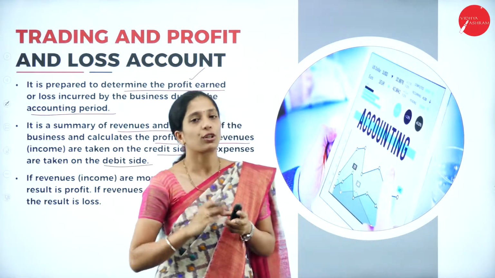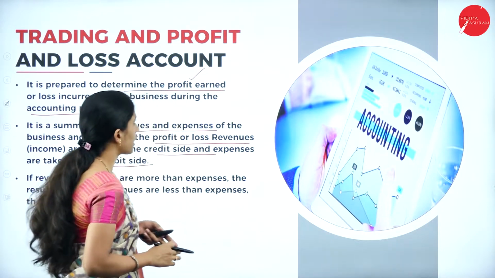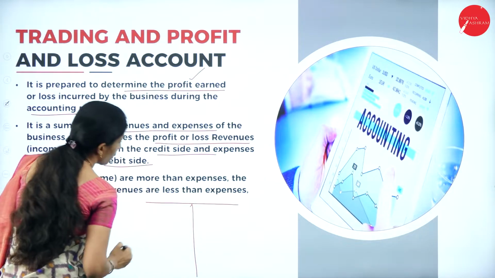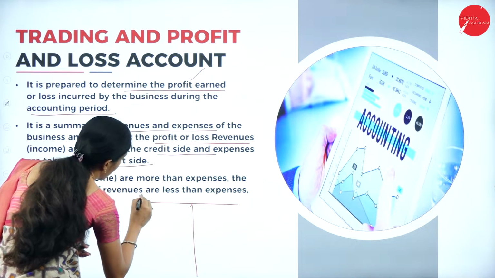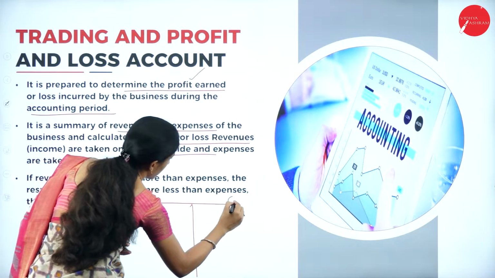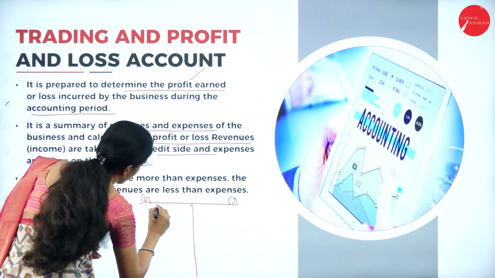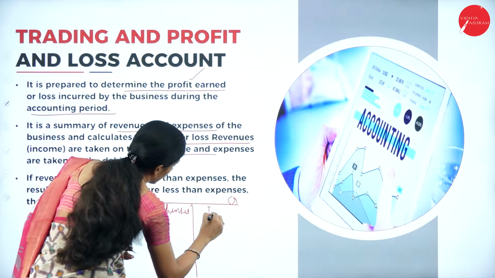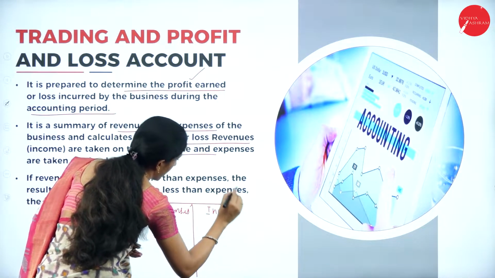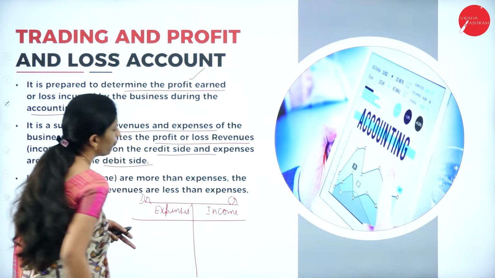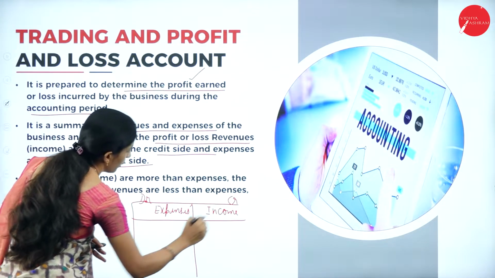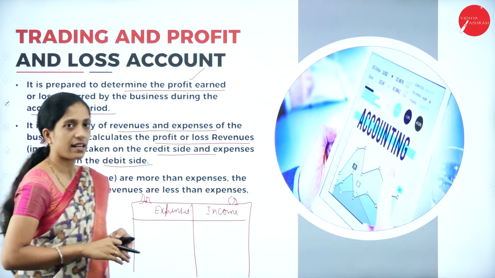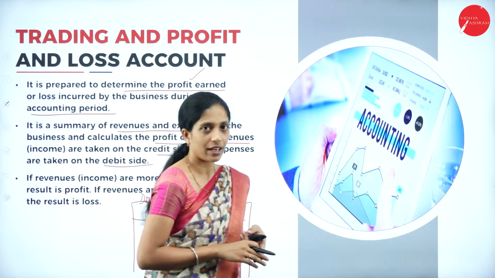Now, how are we going to prepare the trading profit and loss account? Your format will be like this. Your debit side will be expenses and the credit side will be income or revenue. So this will be the format of the trading profit and loss account: in the debit side it is expenses and in the credit side it is income or revenue.